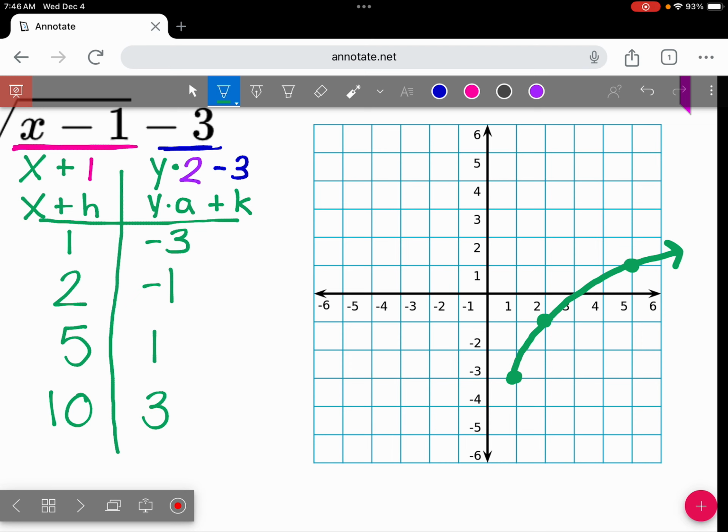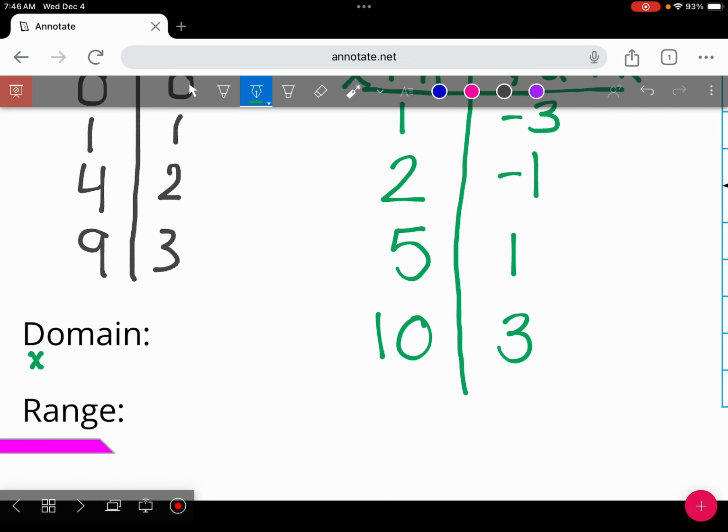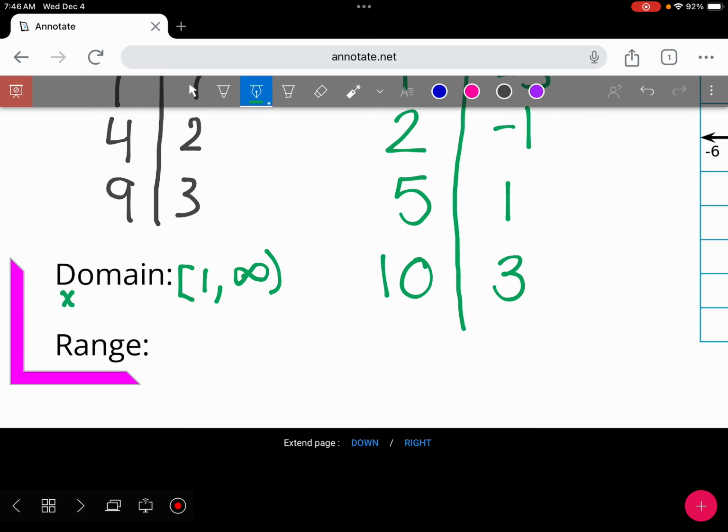What is our domain on this one? Our domain has everything to do with our x's. Our smallest x is 1, and our biggest? Infinity, as big as I can imagine. How about our range, our y's? Negative 3, good. To infinity. Our h and our k will always be involved in domain and range. Always.